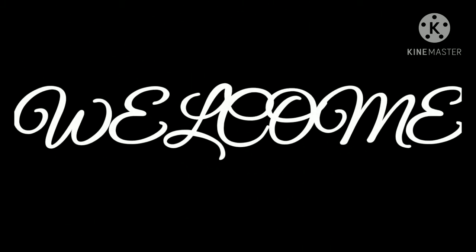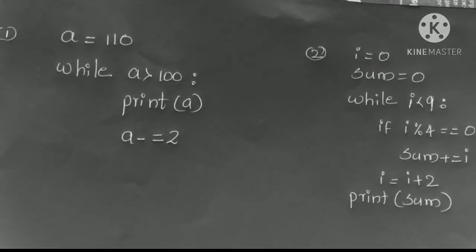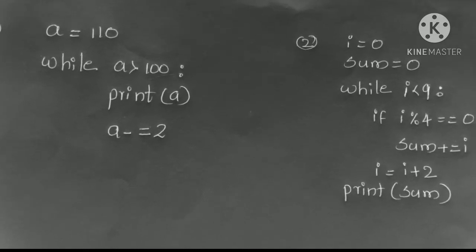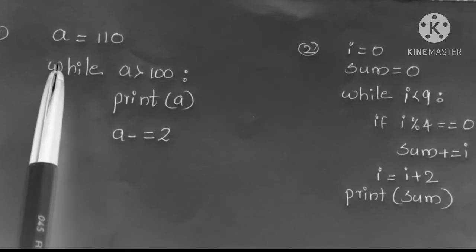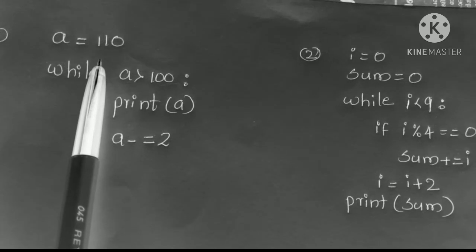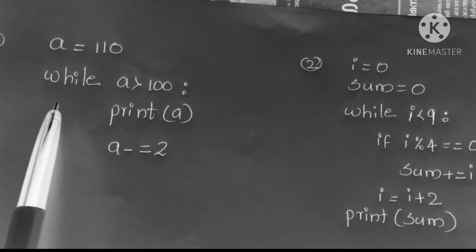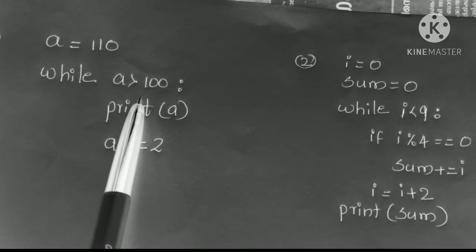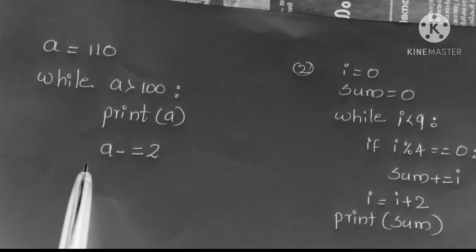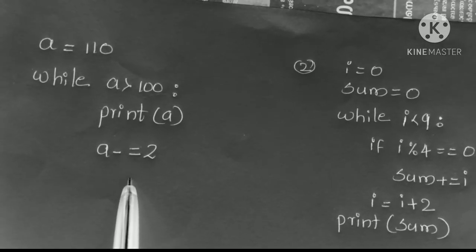Children, today let us discuss some output questions. Okay, so we can start with the first question. See here, we have two questions. See the first question, A is equal to 110. While A greater than 100, print A, A minus equal to 2.